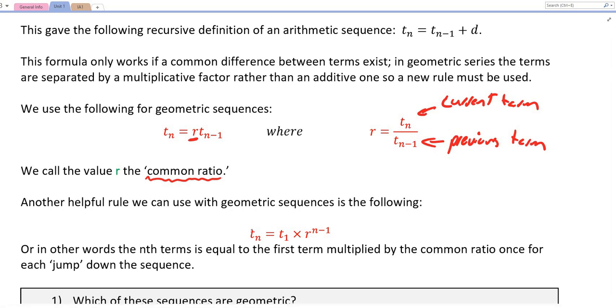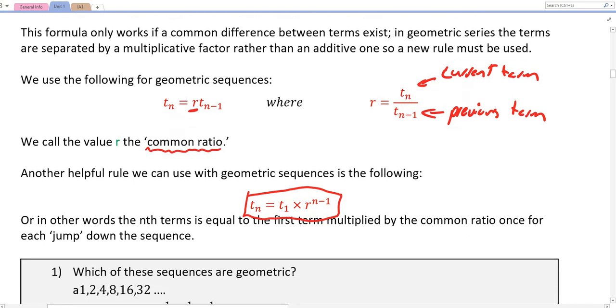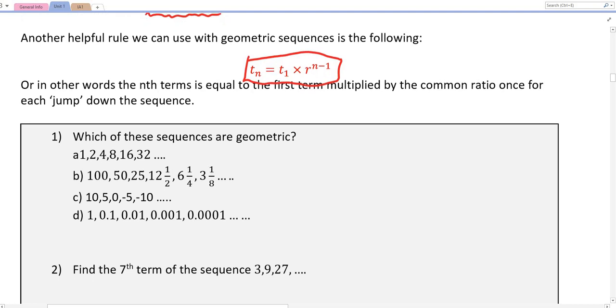And this is our general rule. Tn equals T1 times r to the n minus 1. I'm not going to dwell on this too much because it's the same as arithmetic. In other words, the nth term is equal to the first term multiplied by the common ratio once for each jump in the sequence. Okay, let's go through these ones.